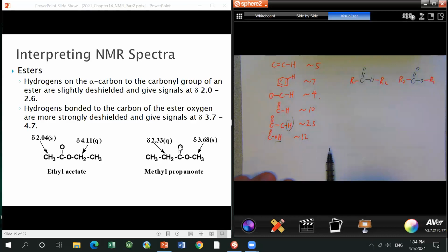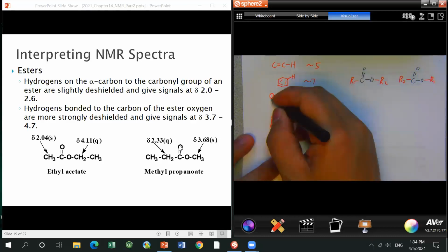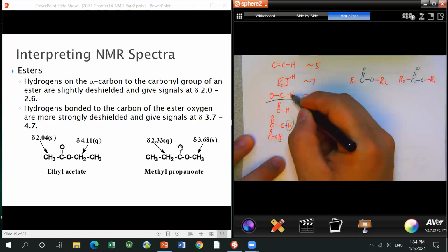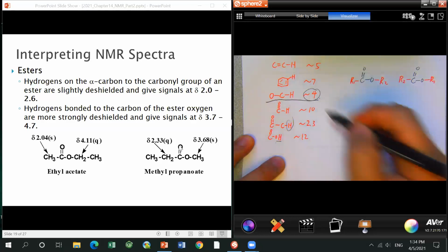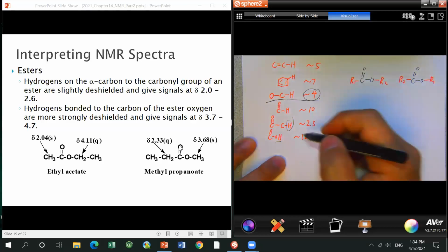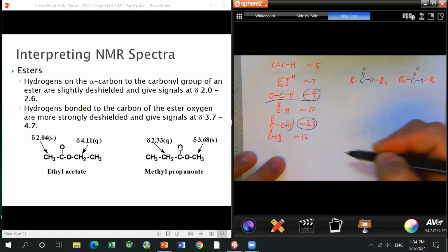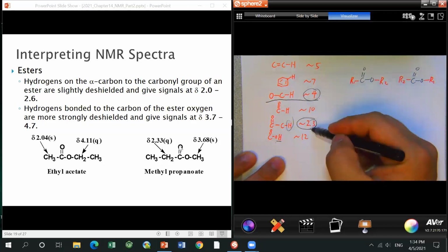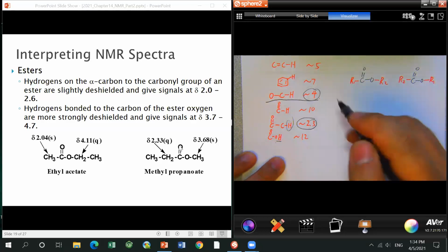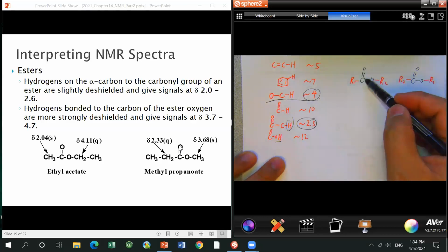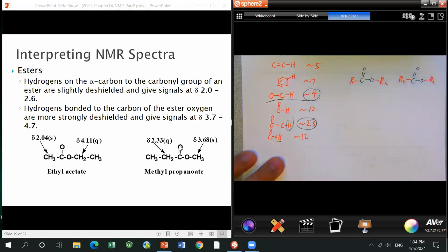The key thing to remember: if a carbon is directly attached to oxygen, its hydrogens will be around 4 ppm. If the carbon is attached to the carbonyl, its chemical shift is about 2.3. So based on the chemical shift and the splitting pattern, you should be able to tell which alkyl group is bound to the carbonyl and which is bound to the oxygen.